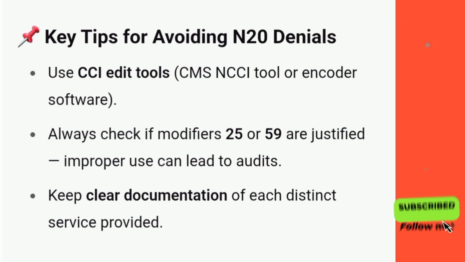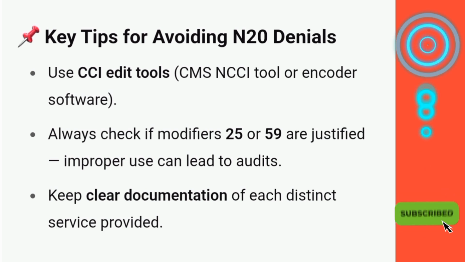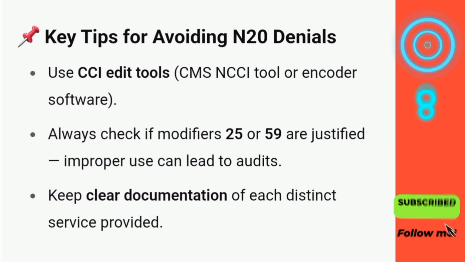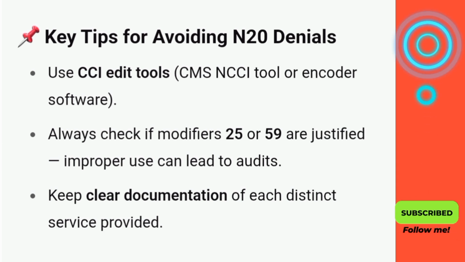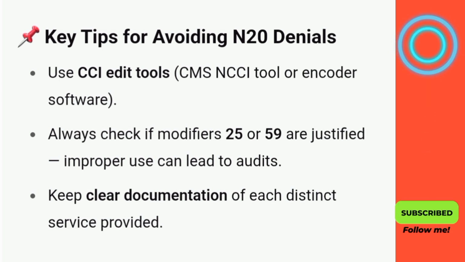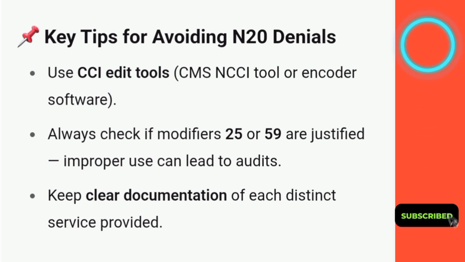The first thing you have to do is see the NCCI edits to check which CPT codes require modifiers and which combinations are accurate to bill. In that case, you can take help from the NCCI tools and also encoder software, which you can purchase a subscription for, and then use their services. And the other thing is the modifier and the clear documentation.